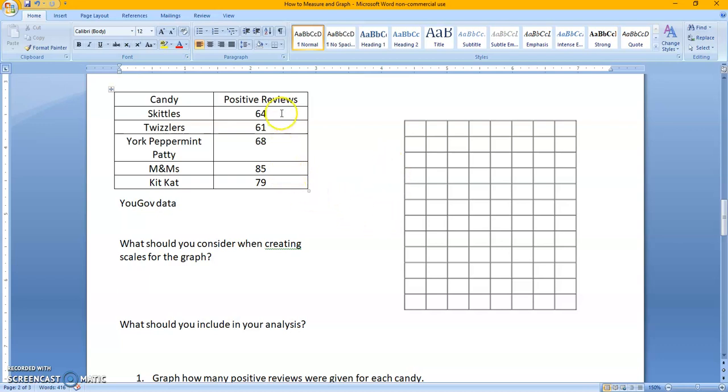Okay, so this one is just positive reviews, and they're just numbers. But if it was something like the number of deer, okay, you would want to make sure that you have units on there. All right.